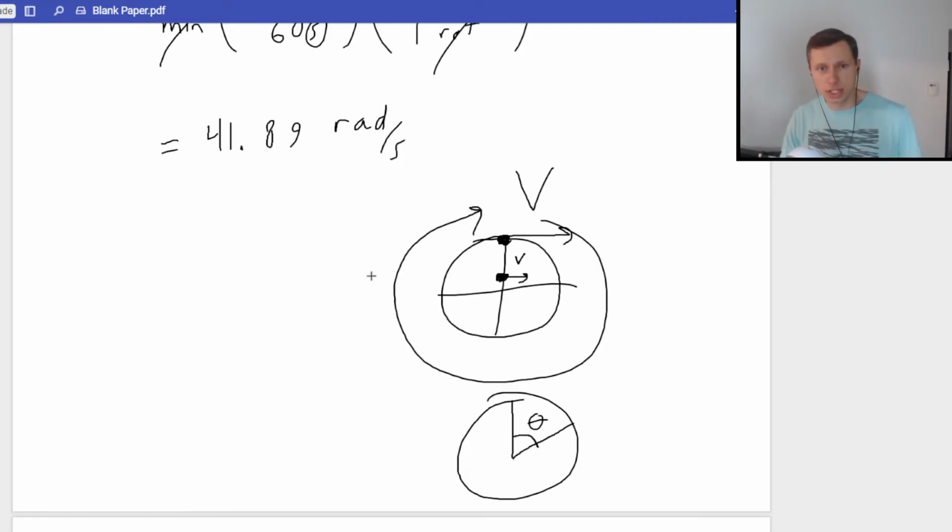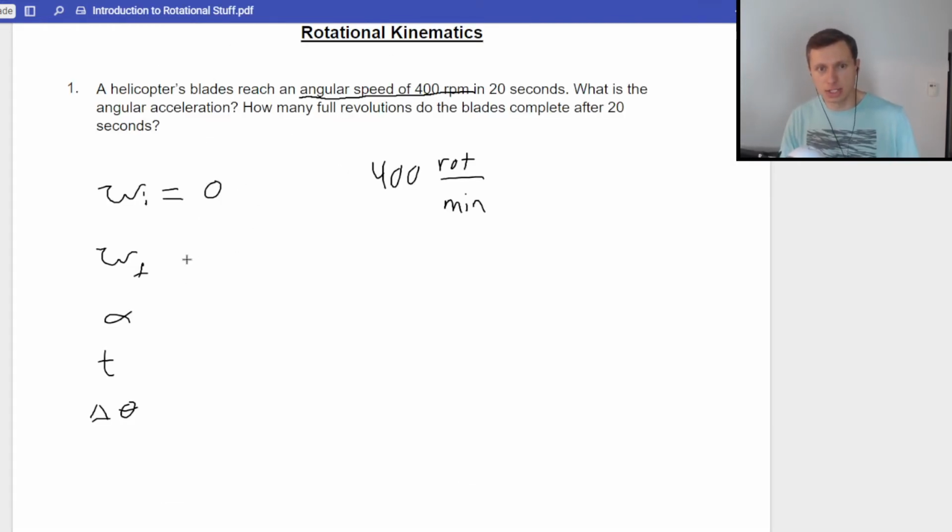Let's finish up this question. We have 41.89 radians per second. I'm saying this is my omega final, my final angular velocity. So omega final is 41.89 radians per second. Okay, alpha, angular acceleration. That's what I'm actually asked to solve for, so I'll put a question mark there. Time, they tell us it's 20 seconds.